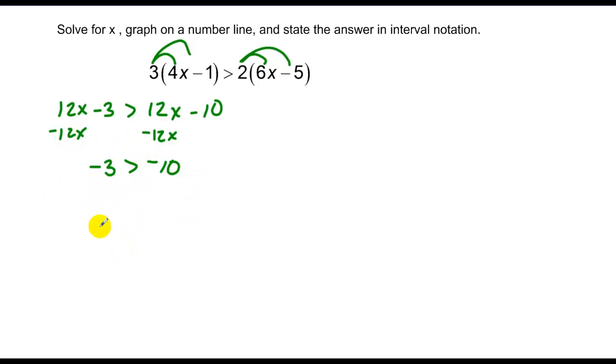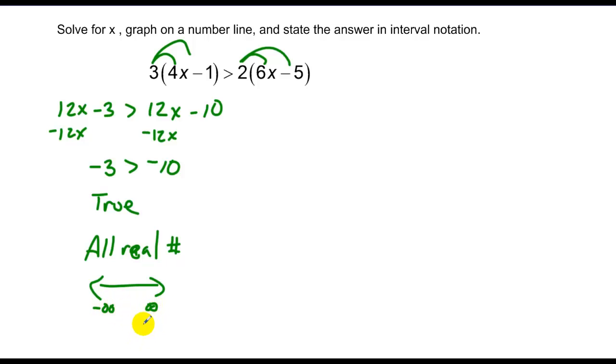So what I'm going to end up with when I lose my variables is either a true statement or a false statement. Is negative 3 greater than negative 10? Yeah, that's true. If I end up with a true statement, then my answer is all real numbers. So that, on a number line, would be the entire number line from negative infinity to infinity. In interval notation, to say all real numbers, you go negative infinity to infinity. Notice the two parentheses since neither infinity can be defined.